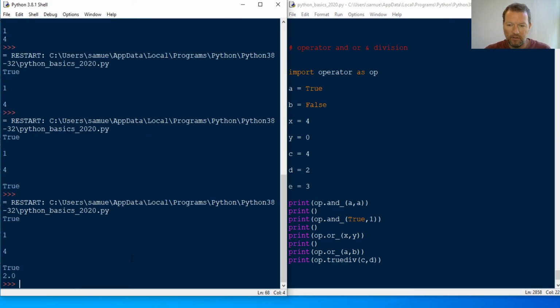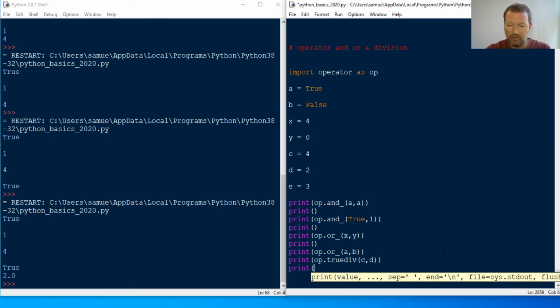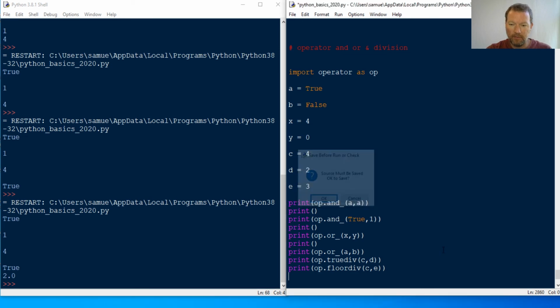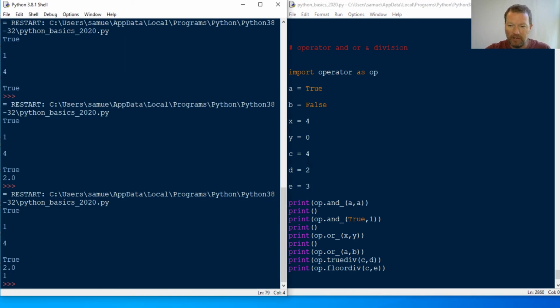All right, I get C divided by 2, and I get a float. Now let's look at floor division: OP dot floor div, and let's go C and E. And what do I get? I get 2 and 1, because I'm taking C and dividing it by E using floor division. So here are the two operator functions for standard or true division with our one divisor sign, and then floor division.